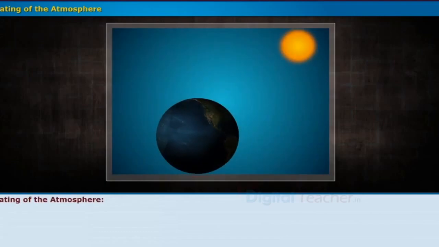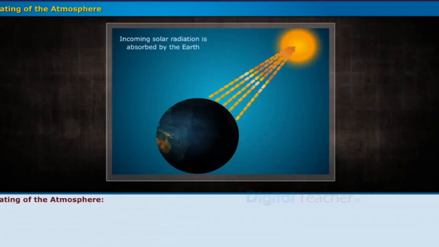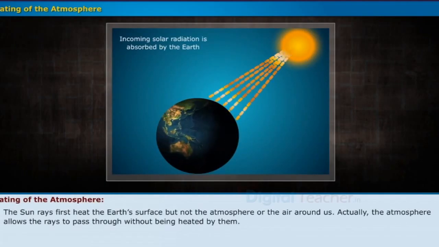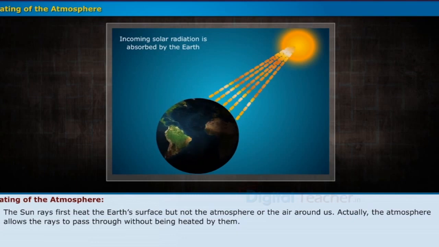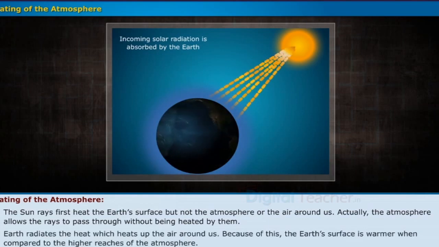We will now learn about the heating of atmosphere. The sun rays first heat the Earth's surface, but not the atmosphere or the air around us. Actually, the atmosphere allows the rays to pass through without being heated by them. Earth radiates the heat, which heats up the air around us. Because of this, the Earth's surface is warmer when compared to the higher reaches of the atmosphere.